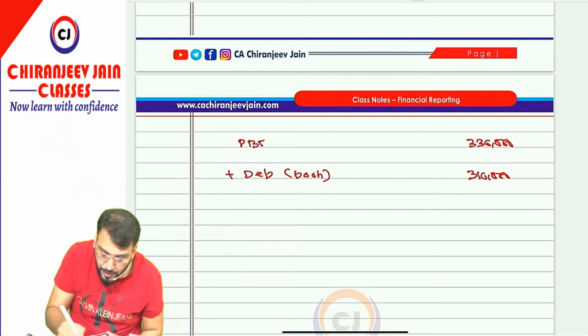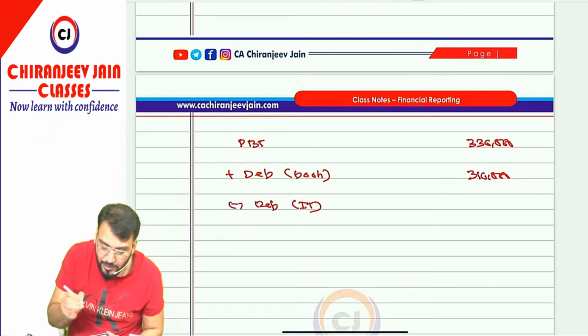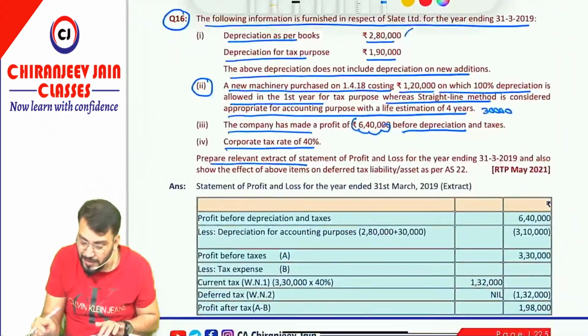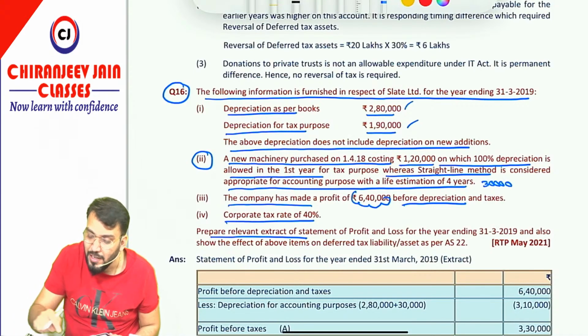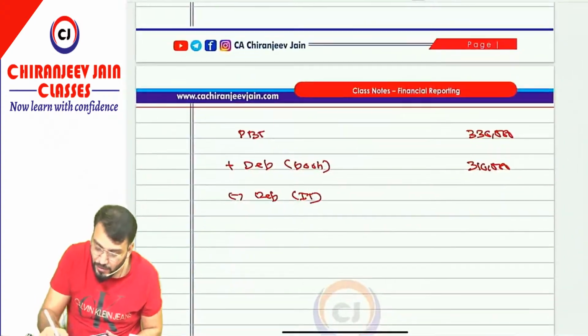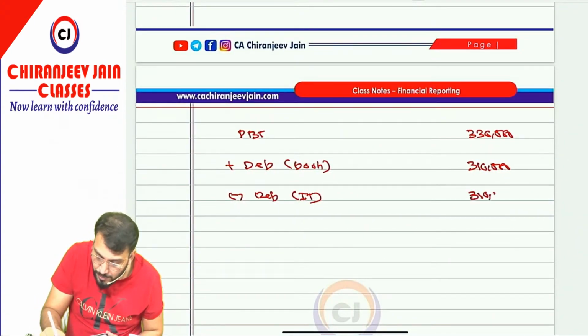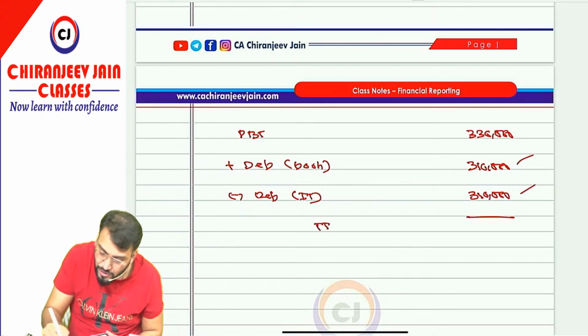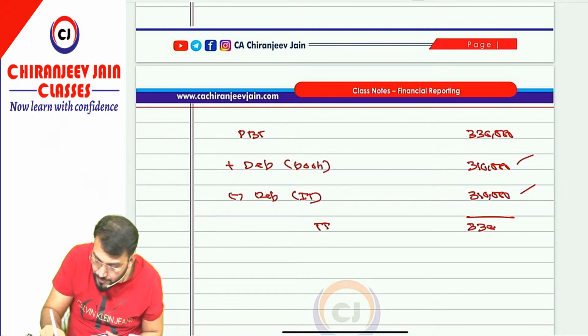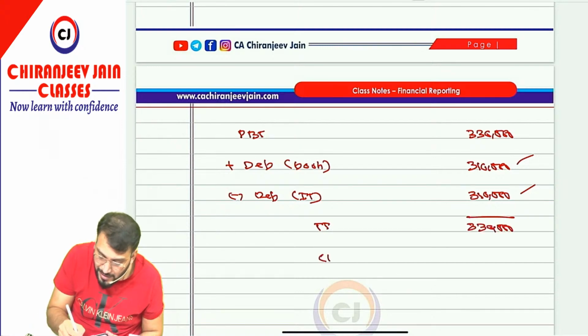And we'll deduct depreciation as per income tax. So depreciation as per income tax is how much? 1,90,000 is allowed on the old asset plus new asset 1,20,000. So 1,90,000 plus 1,20,000 that is 3,10,000. So 3,10,000 will be allowed. So both are same only. So taxable income is how much? 3,30,000.